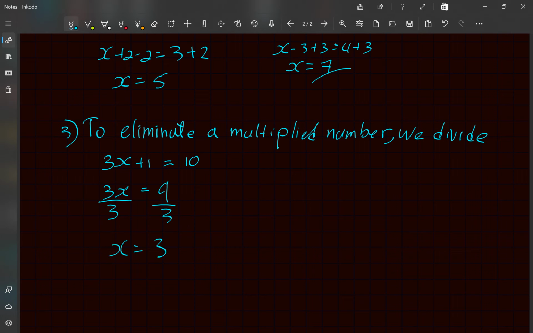Let's have another one. Firstly, I need to get rid of this minus 3, so I would add 3. Then I would need to get rid of this 2, which is multiplied by x, so I now need to divide by 2.